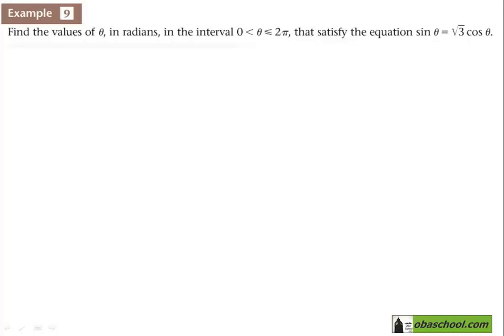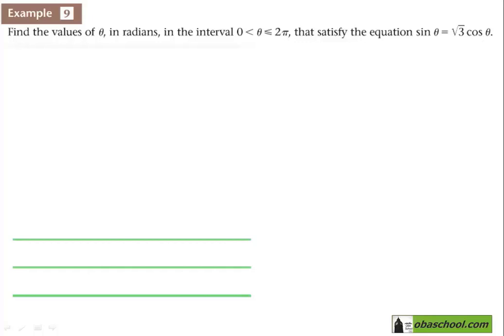Okay, first of all, this equation is not sine theta equals a constant. However, we have a relation between sine and cosine. So we know from trigonometrical identities that sine over cosine equals tan. So, sine theta equals square root of 3 times cosine theta, and we divide both sides by cosine theta, so we will get tan theta equals radical 3.